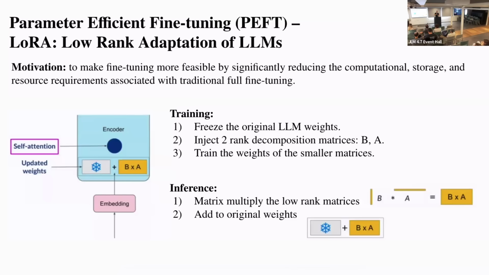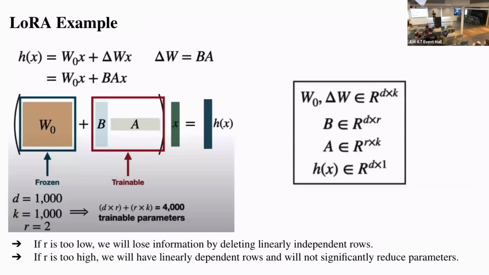Okay, and let's see an example to illustrate LoRA. So here we have W0, which is the original weights, which are frozen. And here we have B and A, which are the trainable parameters. And the multiplication of B and A, as you can see, is delta W. And delta W and W0 have the same dimensions because we need to add them together.